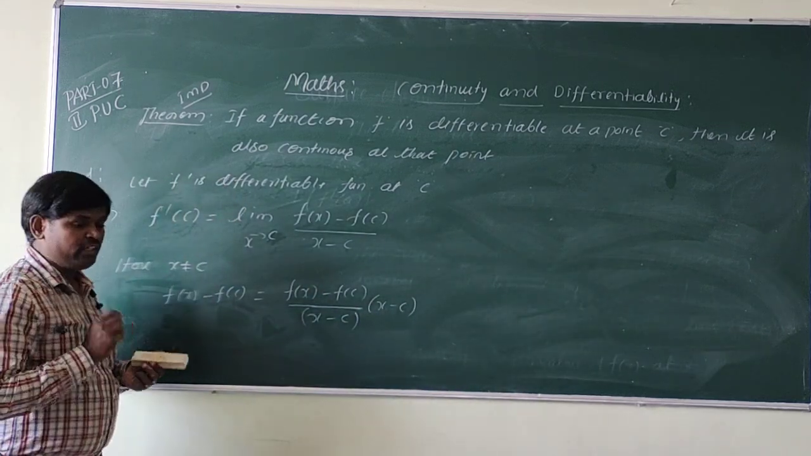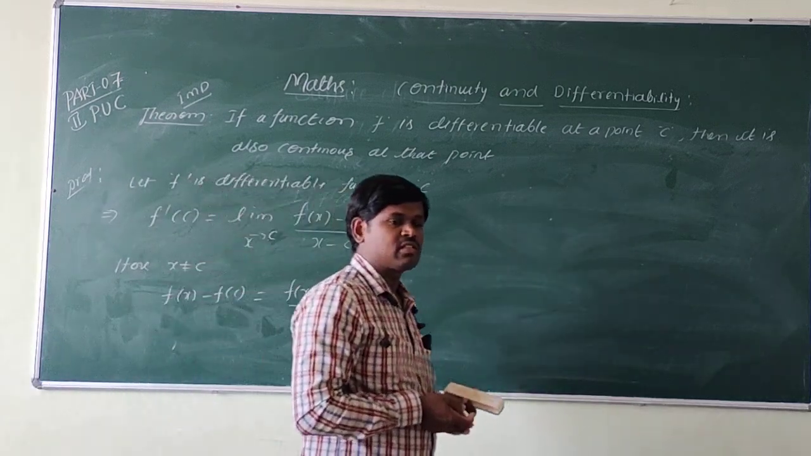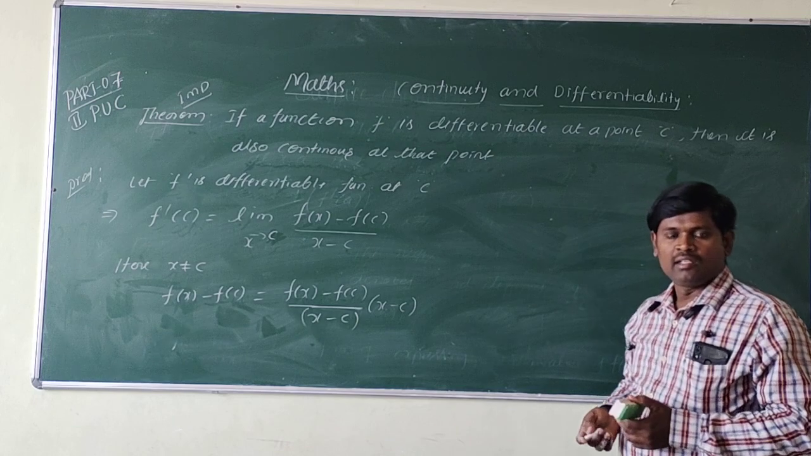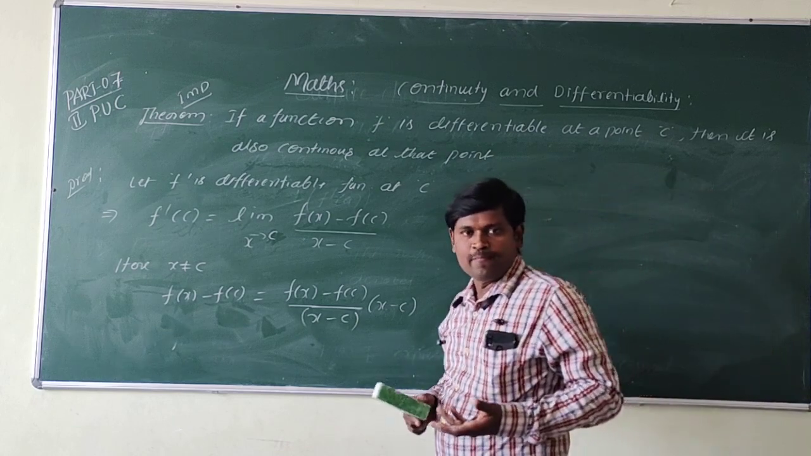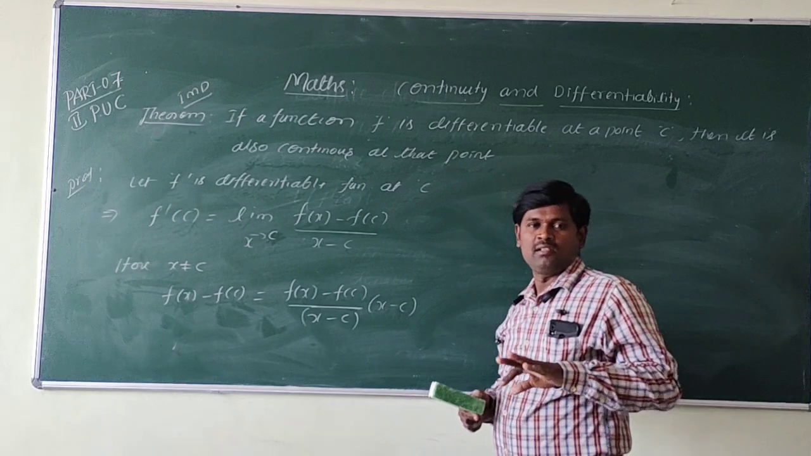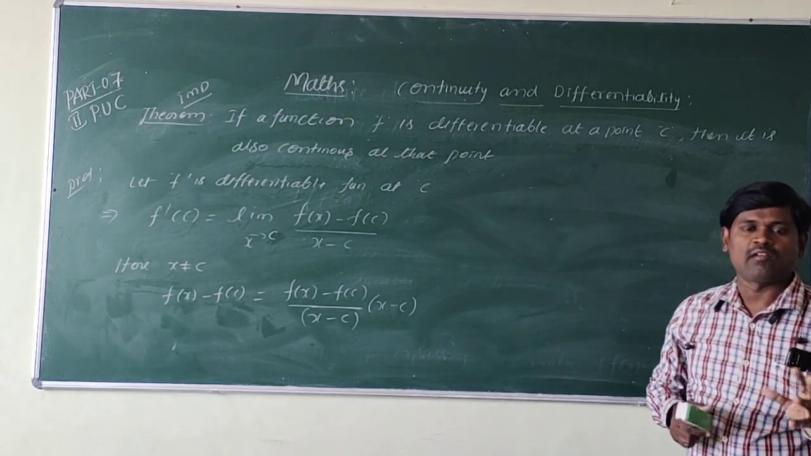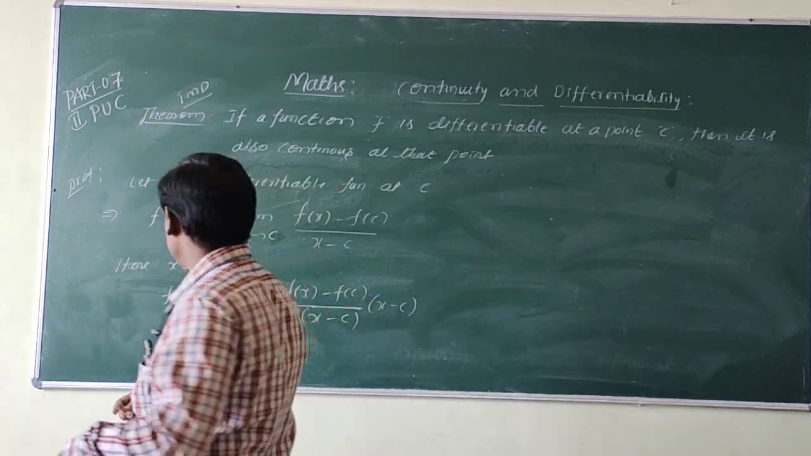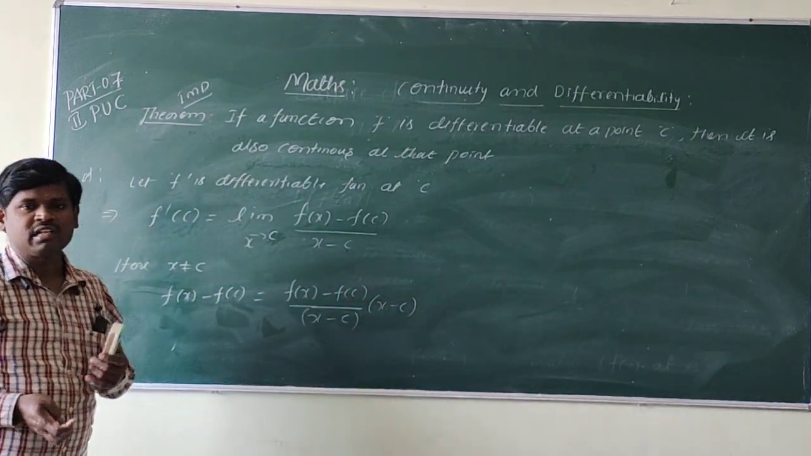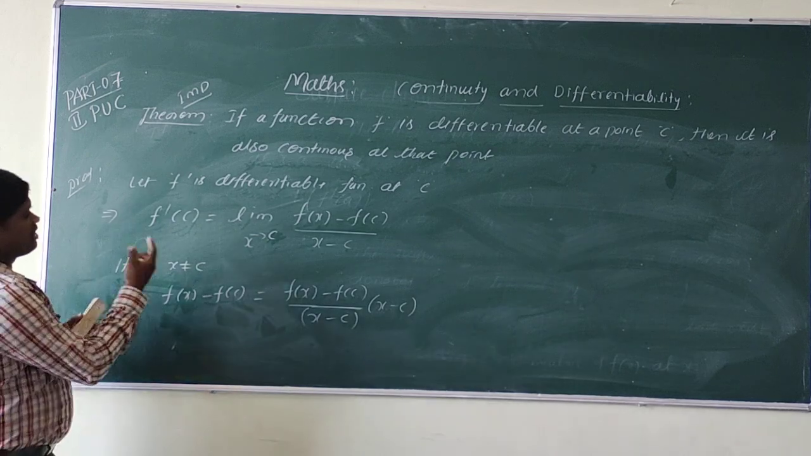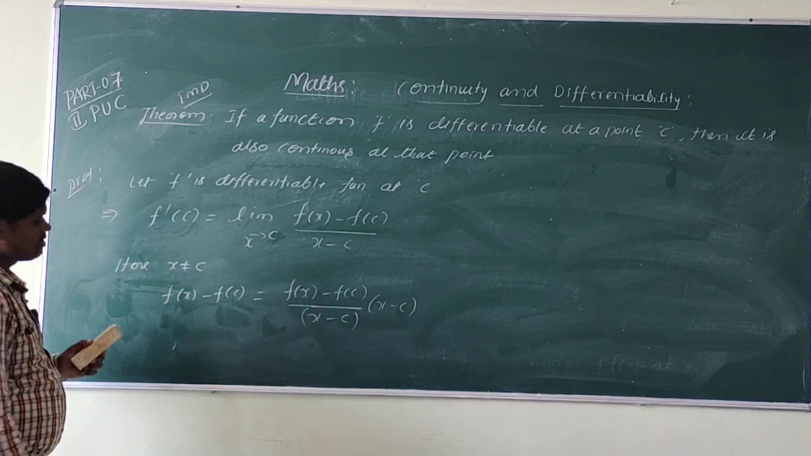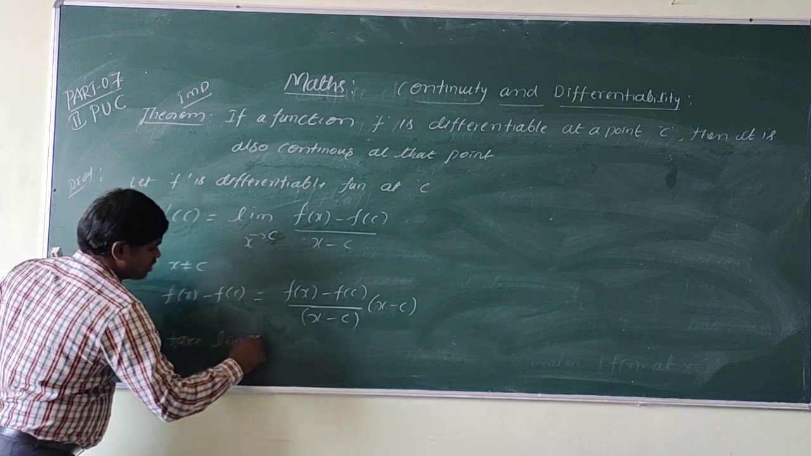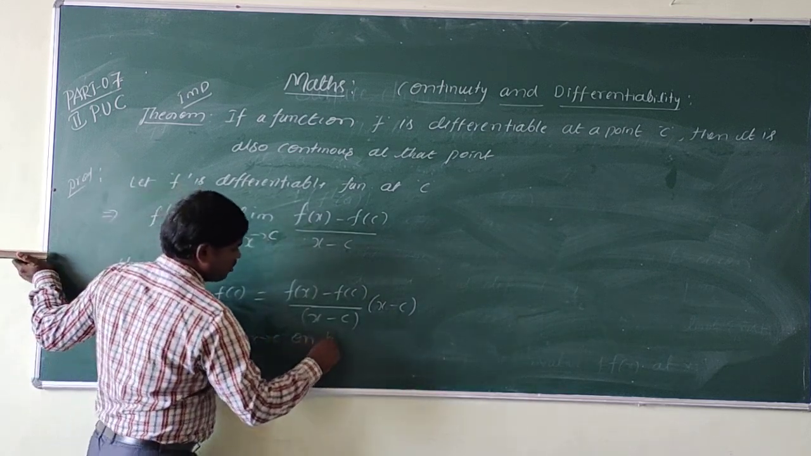To prove that the given function is continuous, you already know the definition of continuity: the limit of the function is equal to the value of the function, then it is continuous. So we come to the conclusion that it is a continuous function. Therefore we are going to prove that the value of the function and the limit of the function are the same. So take the limit as x tends to c on both sides.